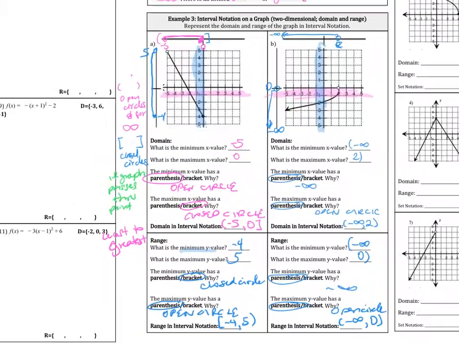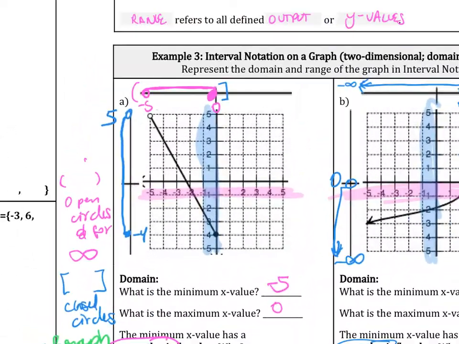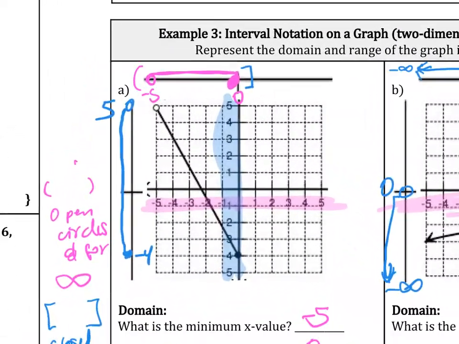Now, to talk about set notation, just to get a little comfortable with that, let's go back to this example here. Domain is our x value, and so the values we can have are between negative 5 and 0. Well, x is actually greater than negative 5, okay? And so we'll write that. x is greater than negative 5. On the right, x is less than or equal to 0. Equal to because it's a closed circle.